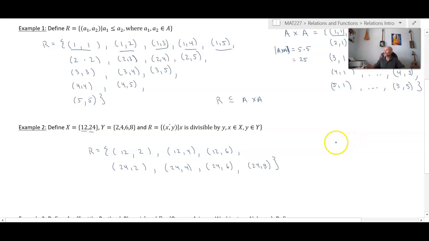So notice that this is almost the size of set X crossed with set Y. The size of that will be 2 times 4, which is 8. But I almost have all the elements in my relation. I only have 7. The size of R is 7. And the element I'm missing, of course, is 12, 8, just because 12 is not divisible by 8. It violates the rule. So once again, every element in R is an element of the Cartesian product, or the cross product, between X and Y.